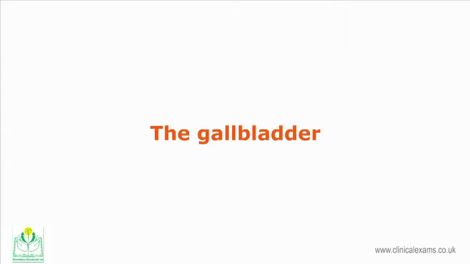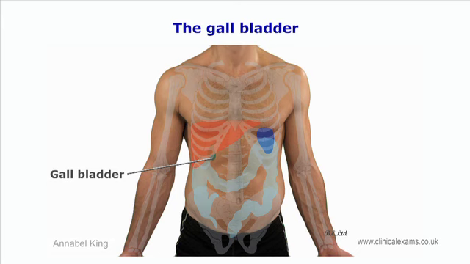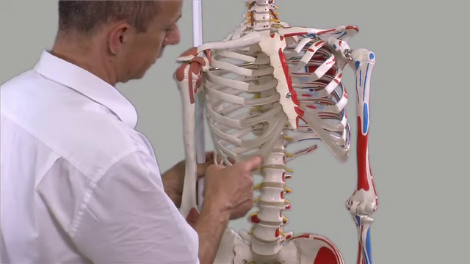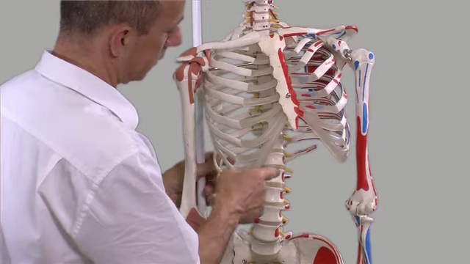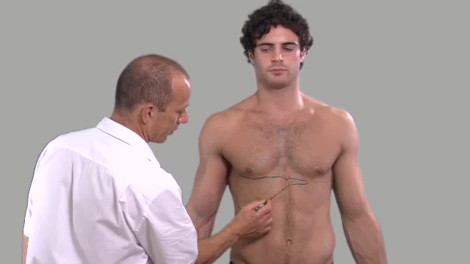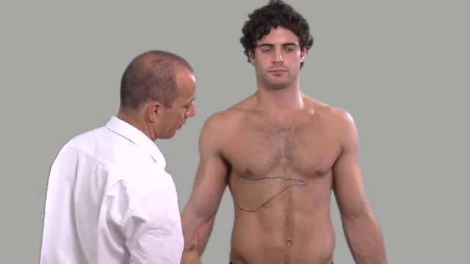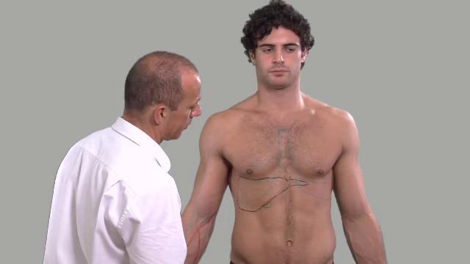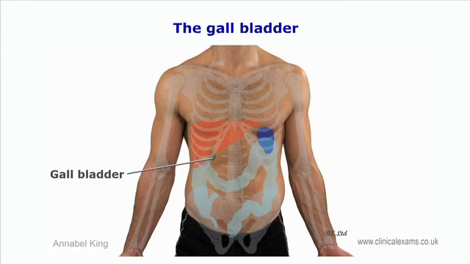The gallbladder. This is a small sac-like structure, mostly tucked behind the liver, about 3 centimeters in diameter. It projects slightly below the right costal margin. It is not normally palpable, although it may be sensitive when inflamed. This is referred to as Murphy's sign.